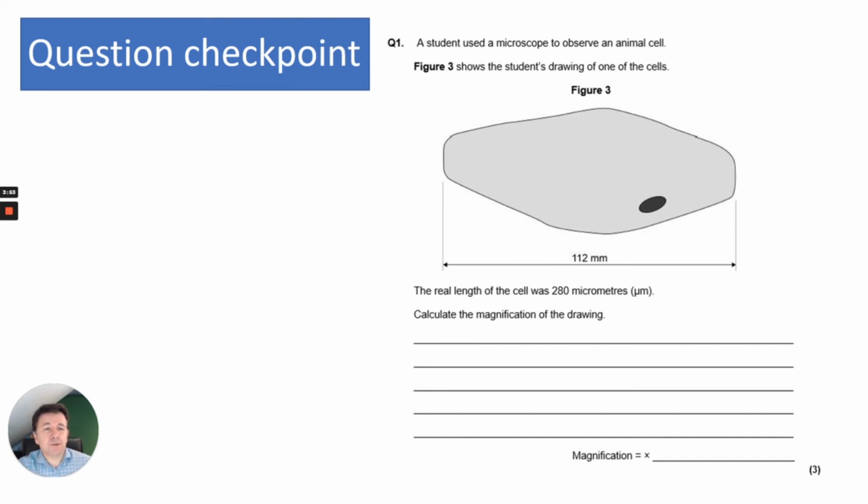A student used a microscope to observe an animal cell, and it shows the student's drawing, and you can see they've measured the length of it in millimeters. It says the real length of the cell was 280 micrometers. And it says calculate the magnification of the drawing.